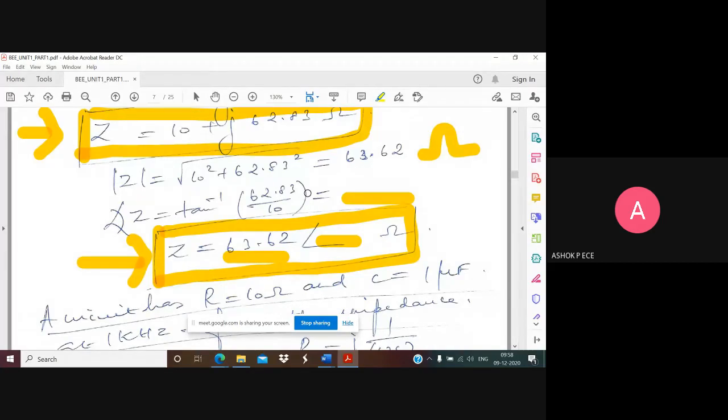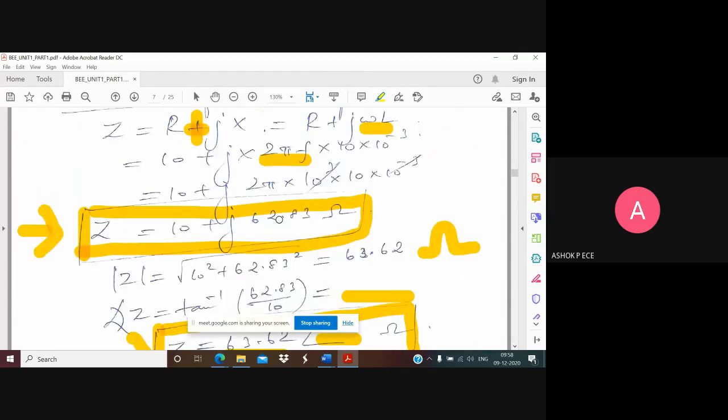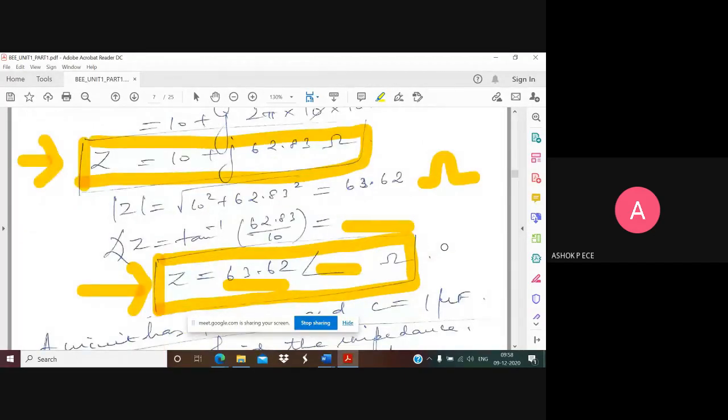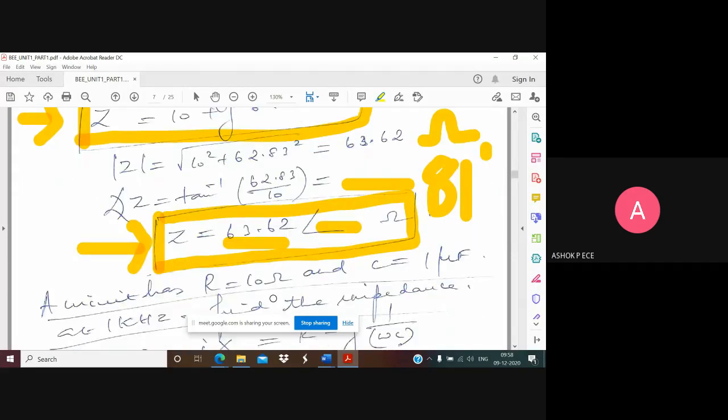So it is tan inverse 62.83 divided by 10. So the angle is 80.9 or 81 degrees. When you use a resistor, the angle will be 0. But because you're using an inductor, there will be a phase angle of the angle I told you. It's 80.9 or 81, so the angle is 81 degrees. And you will write 81 degrees here.